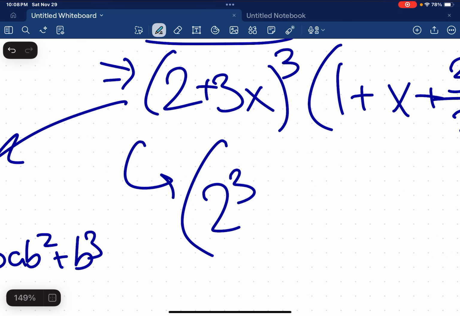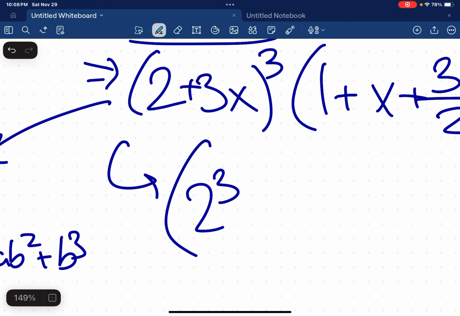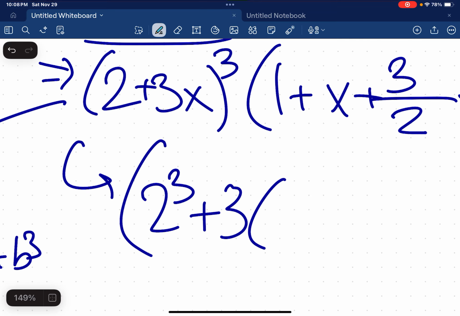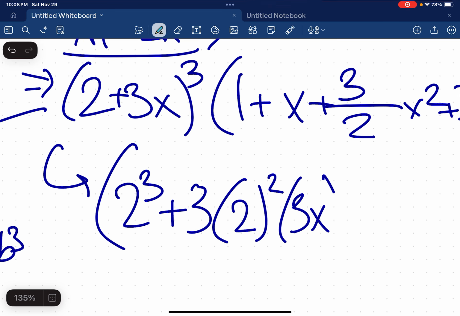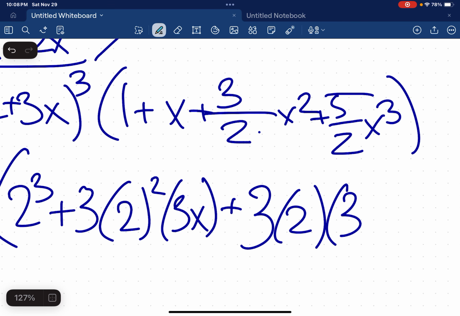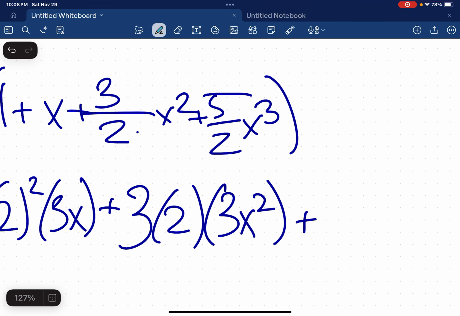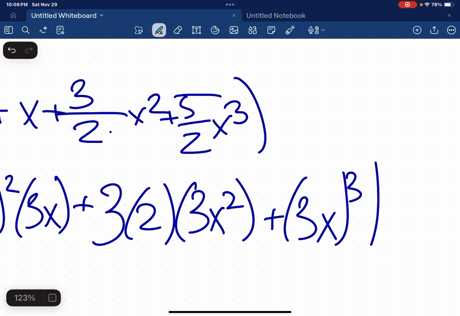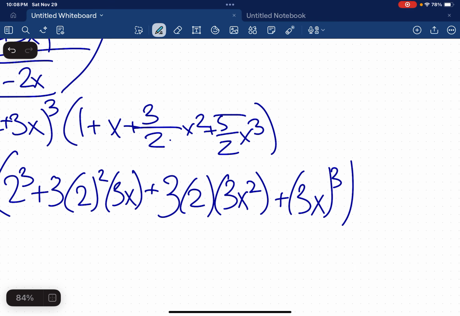So we'll have 2 cubed plus 3, 2 squared, 3x plus 3, 2. You know, I remember ways I can do stuff like mid-math 2 questions later, and then I think to myself, oh yeah, maybe I should have done it that way. But yeah, Pascal's triangle can just be used here.